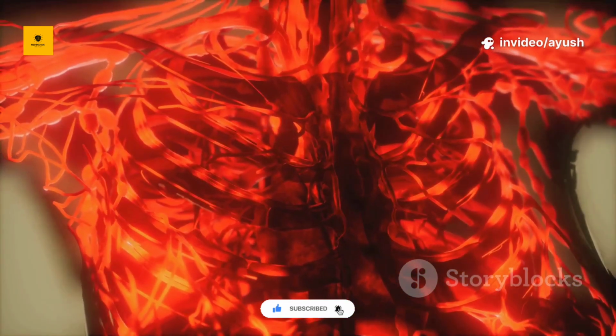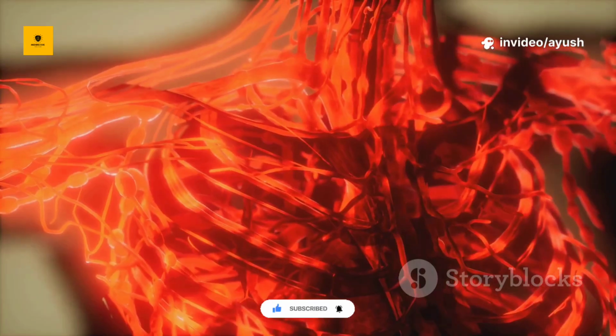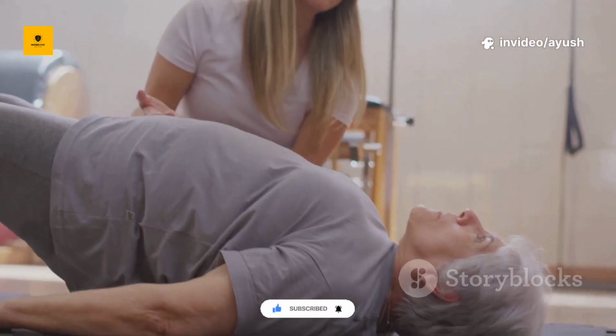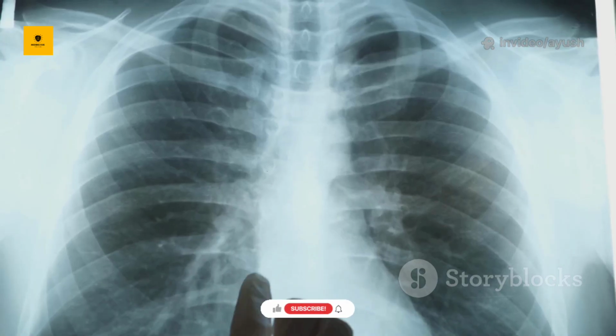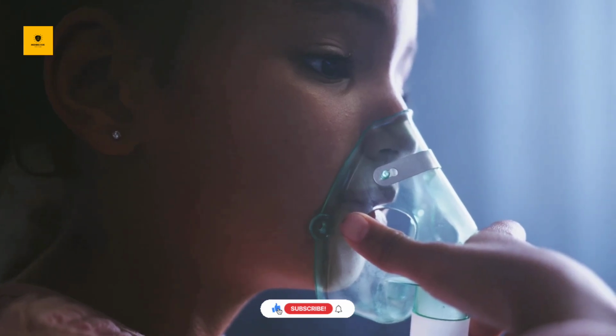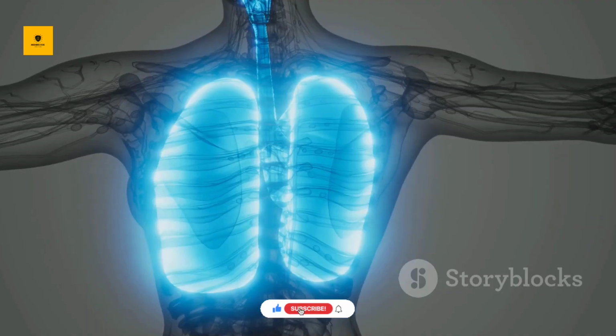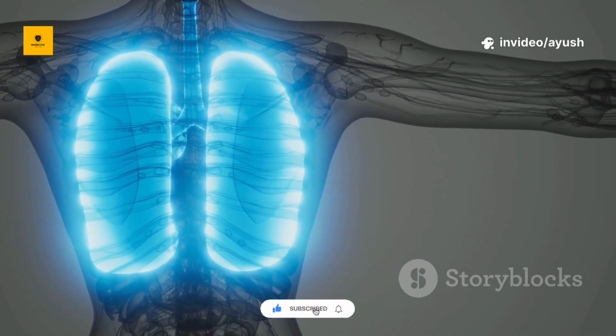The external intercostals are found superficial to the internal intercostals and function to elevate the ribs, expanding the volume of the thoracic cavity and causing air to be inhaled into the lungs. Now let us look at the physiology of the respiratory system.